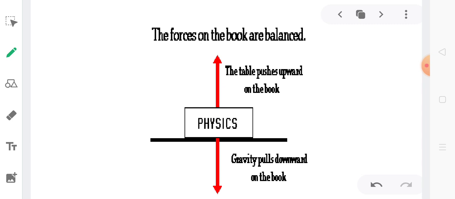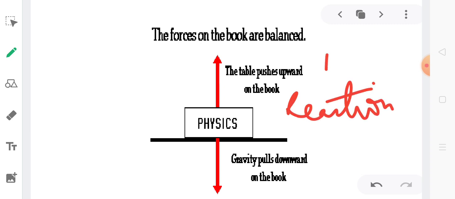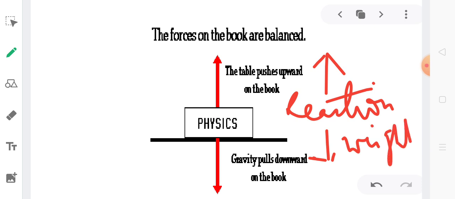Now one more example to show how the forces on the book are balanced. You can see the forces applied on the physics book, which is kept on the surface of a table. In the upward direction, the table pushes upward on the book. Sometimes it is referred to as the reaction force, which is acting upwards, and downwards is the weight of the object, which is the gravity, and these two are equal.